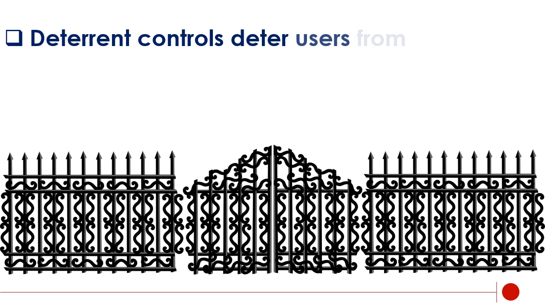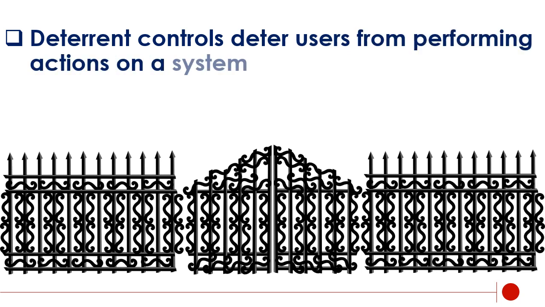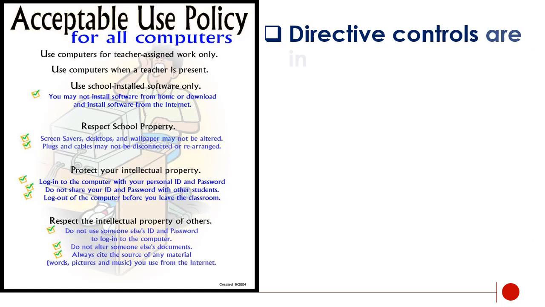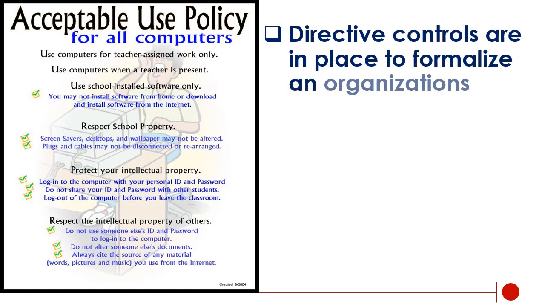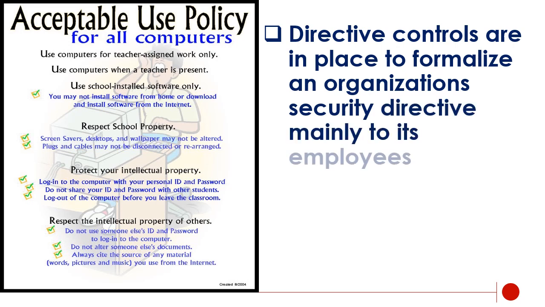Deterrent controls deter users from performing actions on a system. An example of deterrent controls is fences. Directive controls are in place to formalize an organization's security directive, mainly to its employees. An example of a directive control is an acceptable use policy, AUP.